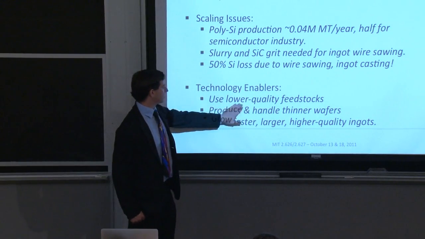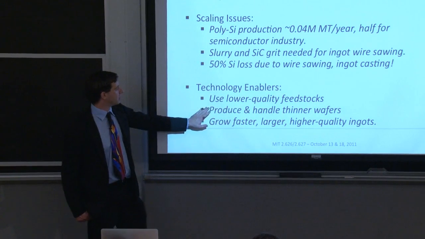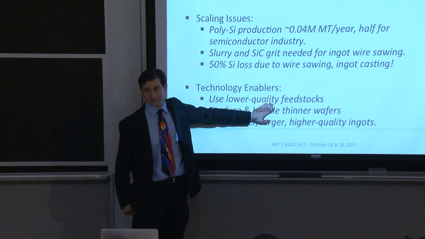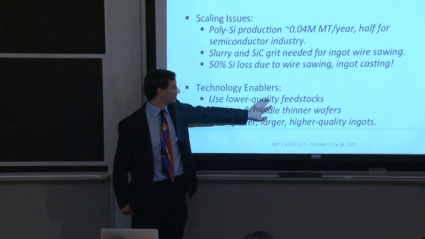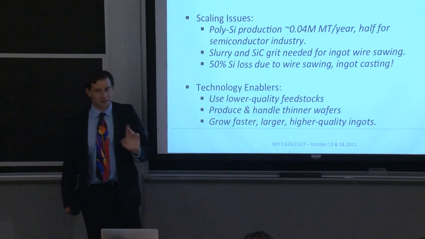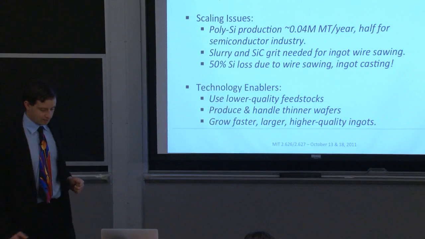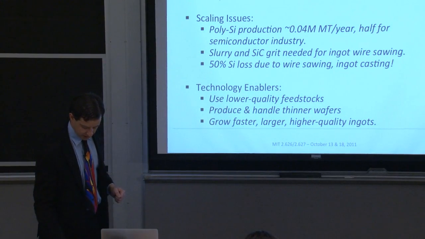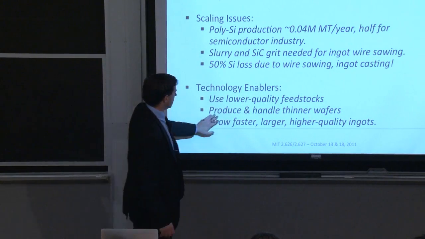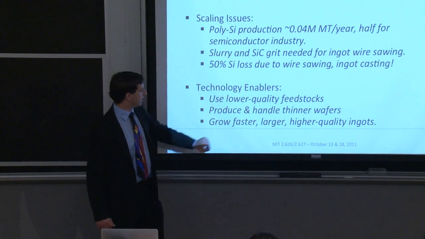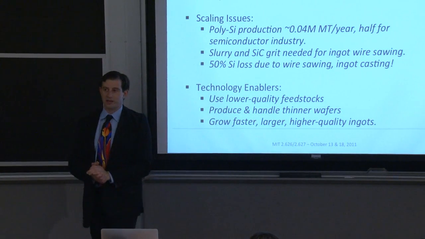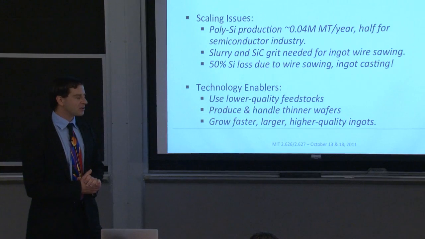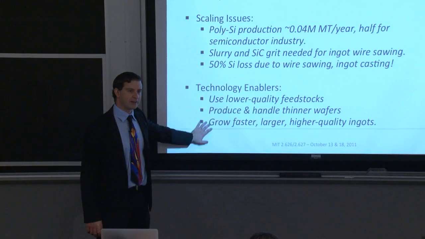The technology enablers: using lower cost feedstocks. You can't compromise on quality ultimately, so this is a little bit of a false choice. Using lower cost feedstocks produced by the upgraded metallurgical route, for example. Producing and handling thinner wafers, and growing faster, larger, higher quality ingots. And there is a lot of innovation to be had in this space.